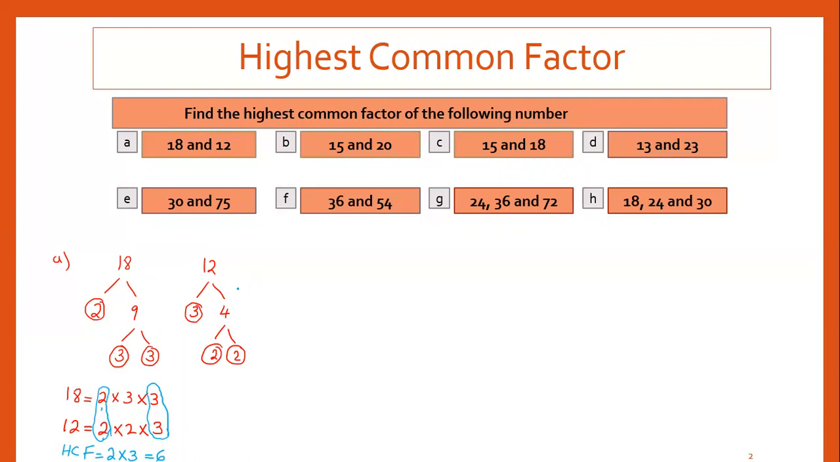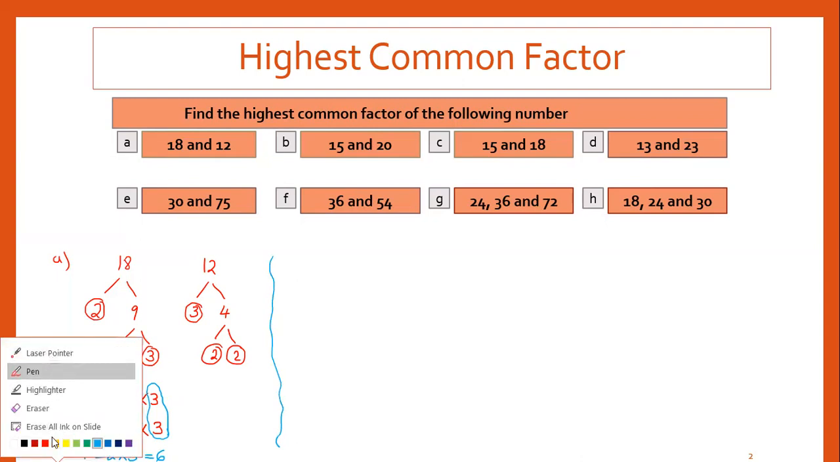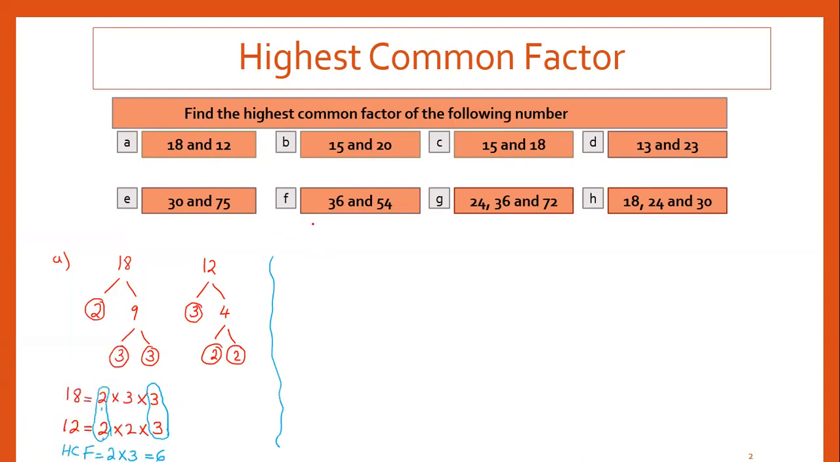Now, can we do this mentally? Yes, we can. It is easy with numbers like 18 and 12. But if I have higher numbers or I have more than 2 numbers, it gets more complicated. So let's do another example. What about solving F here? In F, we need to find the highest common factor between 36 and 54. We will write both numbers as a product of their prime factors.